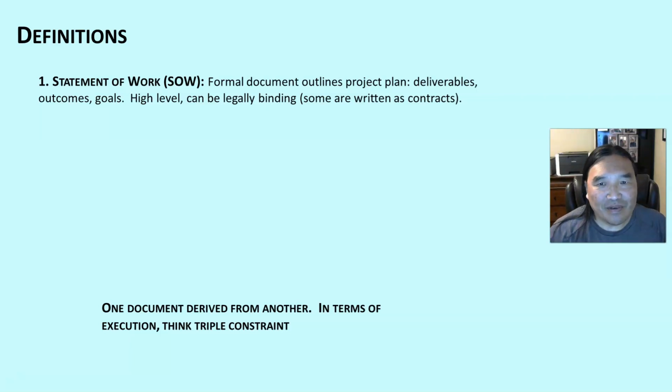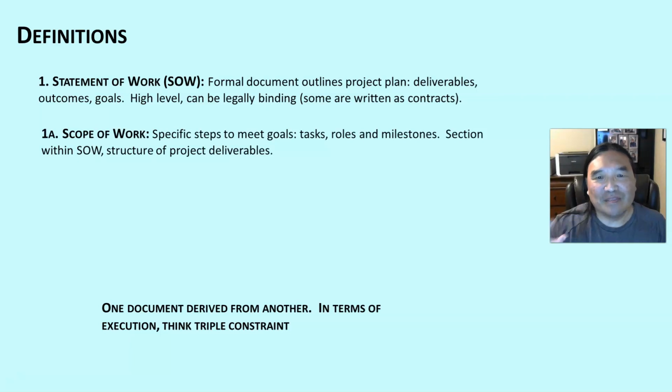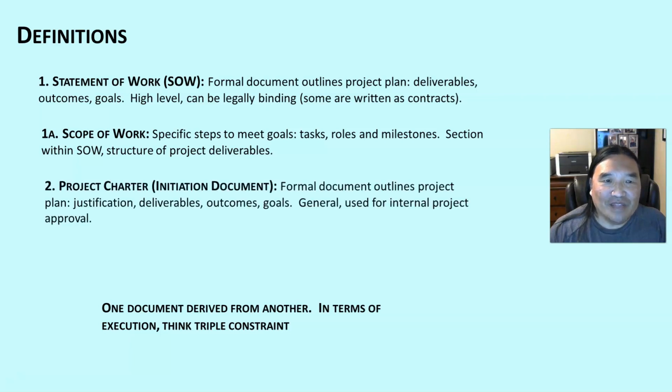And the first is the statement of work, where you talk about deliverables, outcomes, and goals. It can be high level. In certain cases, it can be legally binding. Some are written as contracts. When we talk about scope of work, those are the specific steps to meet goals, task roles, and milestones. Basically, the scope of work is a subsection within the statement of work where you talk about the structure of how you're going to meet project deliverables. From the statement of work, you can then get the project charter, and this is your initiation diagram, and it's used for internal approval.